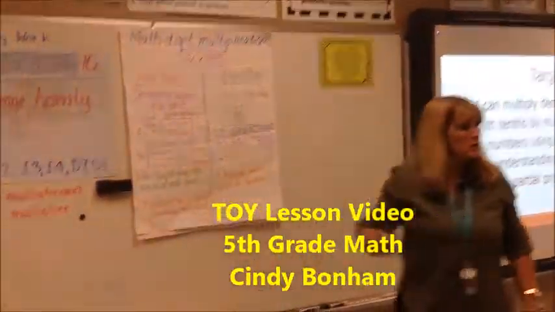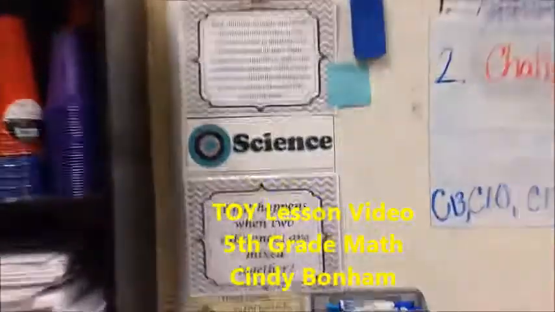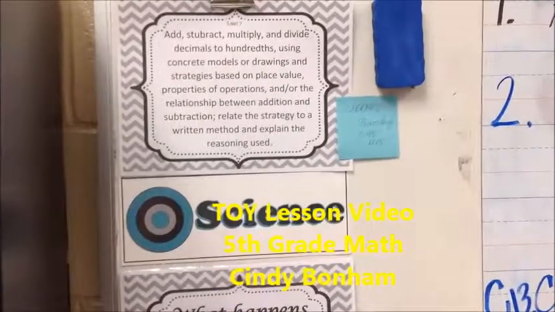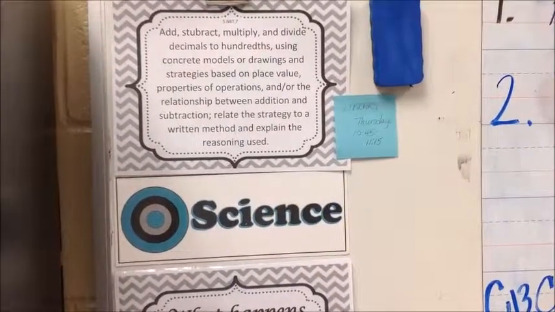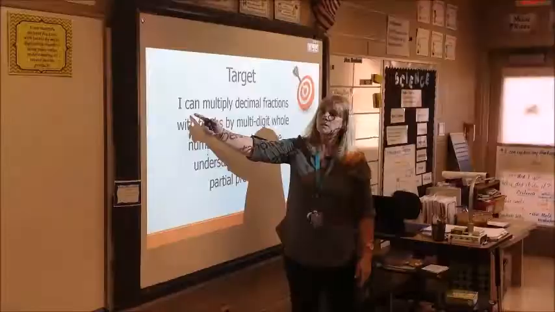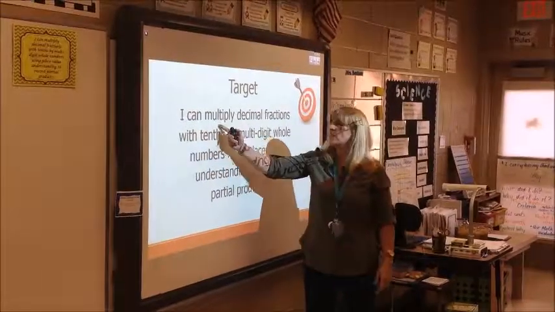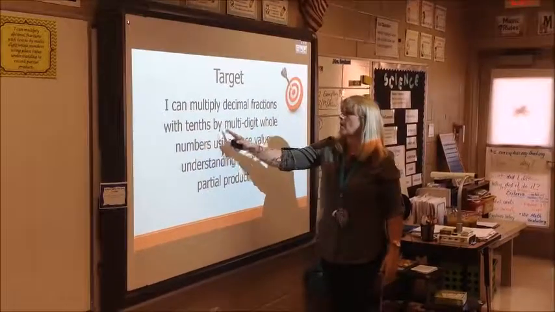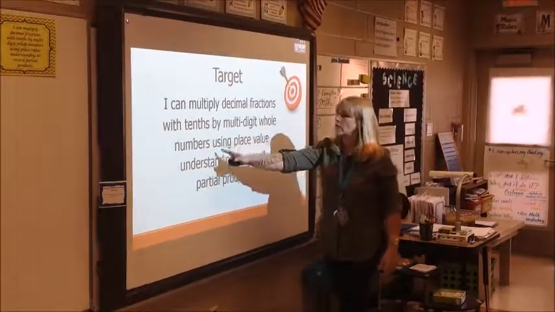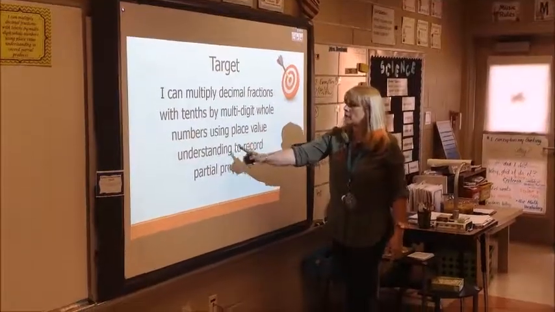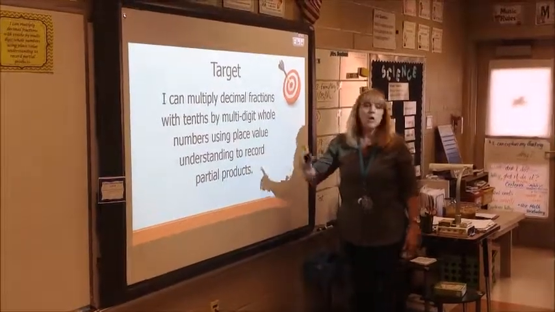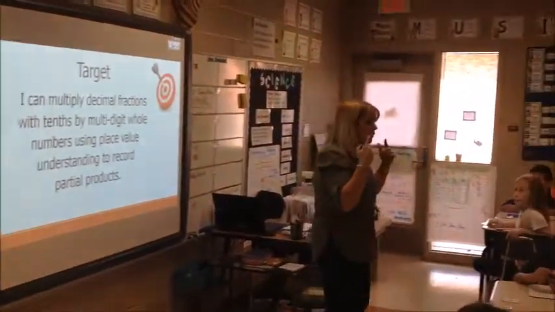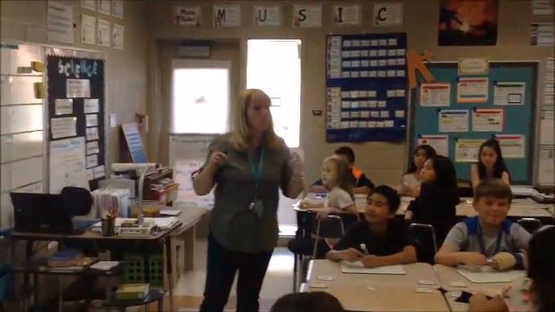We are continuing to work on our 5.NBT.7. This is our target. We're going to read it through just once, but we will revisit it right before we start our actual lesson. Let's go ahead and read. I can multiply decimal fractions with tens by multi-digit whole numbers using place value understanding to record partial products. So get in your head just for a minute what you think we will be visiting today.